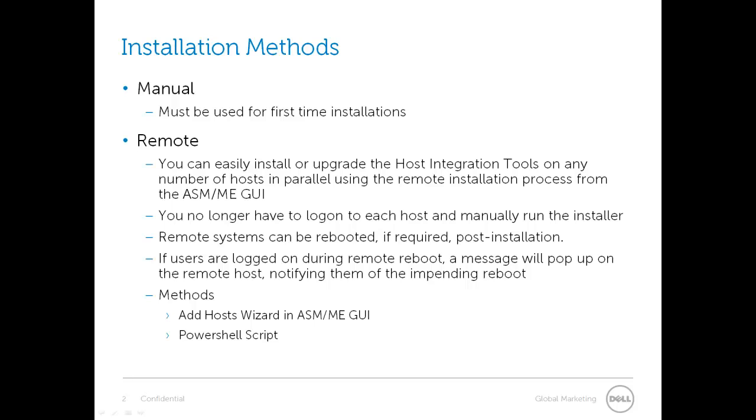If users are logged on to the remote hosts during a reboot, a message will pop up on the remote host notifying them of the impending reboot. Now, it's important to point out there are two installation methods available. You can use the Add Hosts wizard within the Auto-Snapshot Manager GUI, and you can also use a PowerShell script. With the PowerShell script, you can basically perform unattended installations on the remote hosts. So you can specify multiple hosts when you run the script, and the Host Integration Toolkit will be automatically installed on every remote host that you specify.